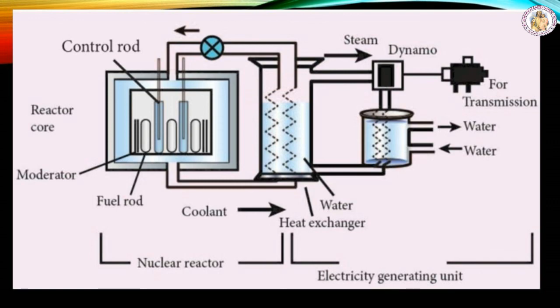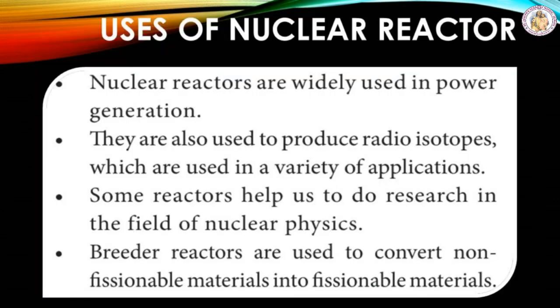Protection wall. A thick concrete lead wall is built around the nuclear reactor in order to prevent the harmful radiations from escaping into the environment. Uses of nuclear reactor. These nuclear reactors are widely used in power generation. They are also used to produce radioisotopes, which are used in a variety of applications.